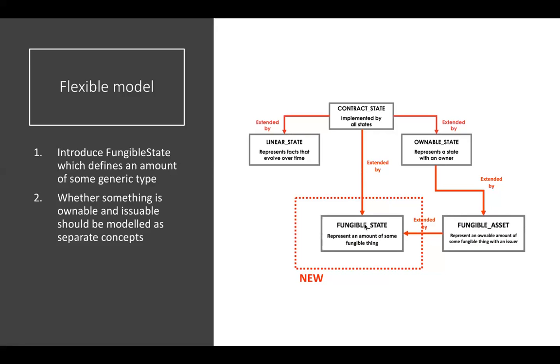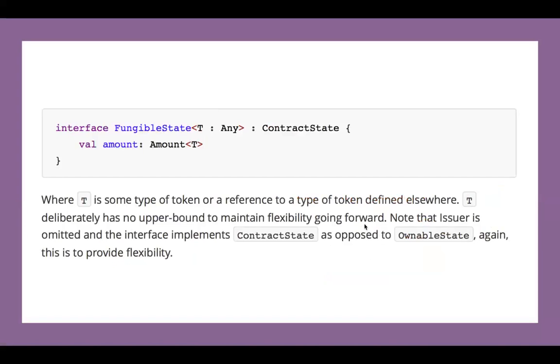And I think this is an important change because it allows us to implement tokens that are fungible but not necessarily ownable. So you can have a fungible agreement, or you can also have a fungible token that is not necessarily issued, like a cryptocurrency potentially. And what does that interface look like? Well, it's pretty simple. It's just an interface with one property that takes a generic type parameter T of any type. So T here would be your token type. So the type that defines the token.